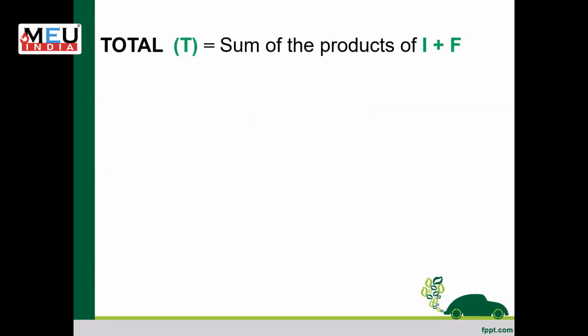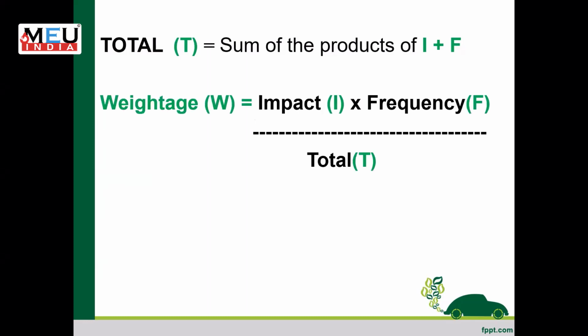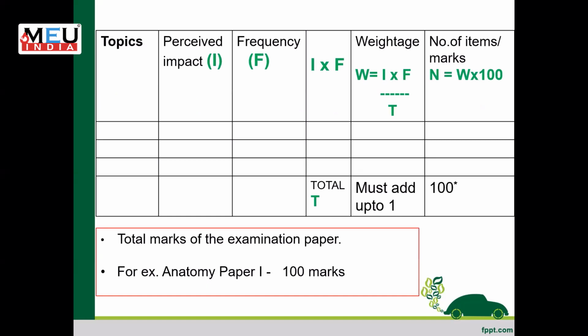So you now take a total, that is the sum of the impact and frequency. When we say weightage for a topic, the formula that is used is impact into frequency divided by the total. Total is impact plus frequency. Then you go to a table, you write the topics, and since it is competency based, you put the competencies. Then what is the perceived impact? What is the frequency for that particular topic? Then you put impact into frequency. Weightage is impact into frequency upon the total.